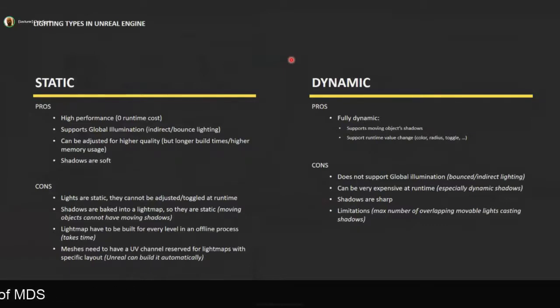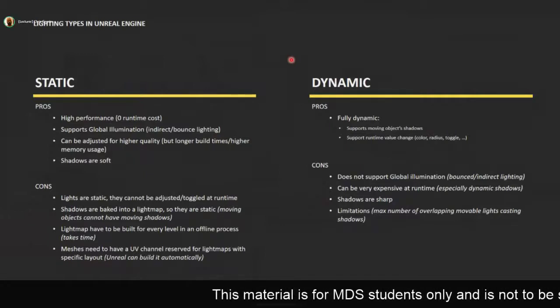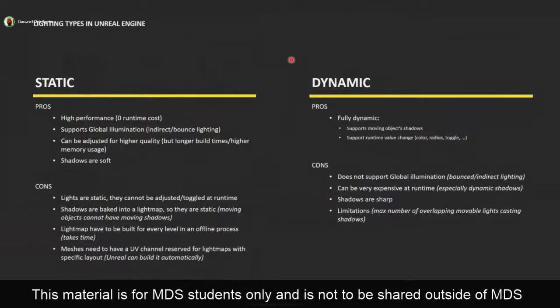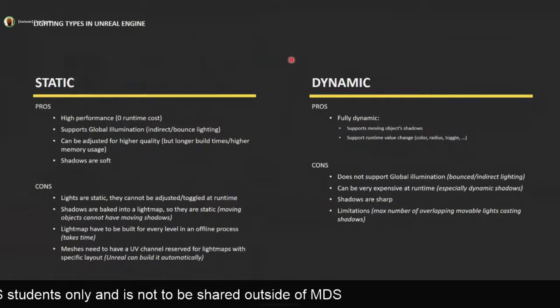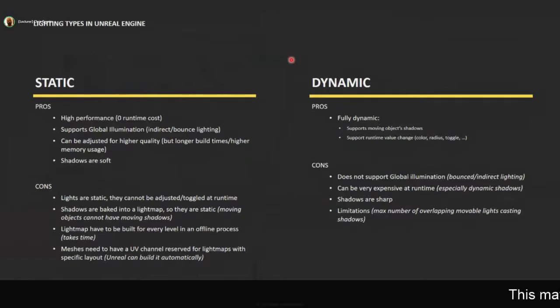So what do I mean by dynamic? Dynamic lighting means that your lights can move, can be toggled on and off, can change color, can change intensity. Basically, all your lighting setup can be modified when the game is running. That's what dynamic means. Static means that all the lighting information cannot be changed at runtime, right?